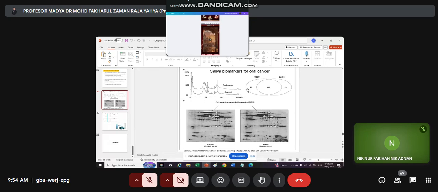Some treatments focus on proteins exclusively expressed in oral cancer disease, while the others focus on the proteins exclusively expressed in control samples. So after 2D SDS-PAGE and MS analysis, usually we come up with this kind of analysis. It is called a Venn diagram analysis. We can see the shared proteins and also exclusive proteins.